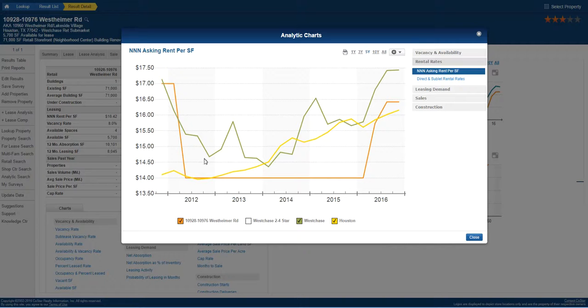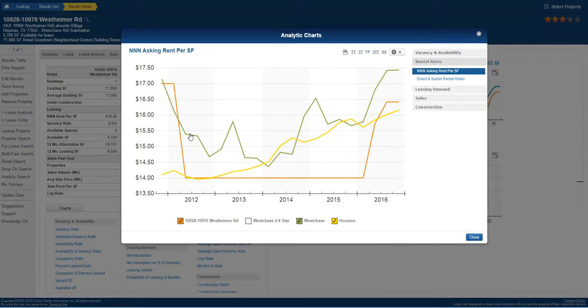So if we look at a 4 to 5 year time span here, this shows a lot of great information. The orange is our property in question that our client's working with. You can see that they were at $17 a foot before 2012 and then dropped this to $14 a foot. And that coincided with the market as well. The green here is where the West Chase retail market was going. So there were problems here where people were moving and they had to soften the rates across the board.